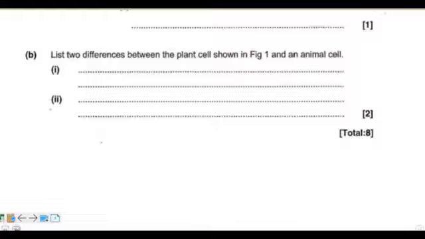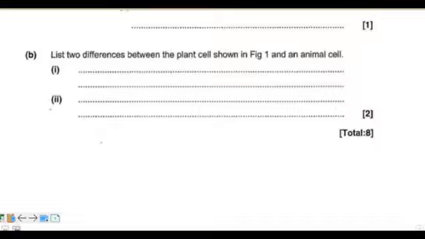Another notable difference is that a plant cell has a cell wall, while an animal cell does not have a cell wall. The third difference, a plant cell has chloroplast, while an animal cell does not have chloroplast. Another difference, a plant cell has fewer mitochondria, while an animal cell has numerous mitochondria. So these are some of the differences between a plant cell and an animal cell.